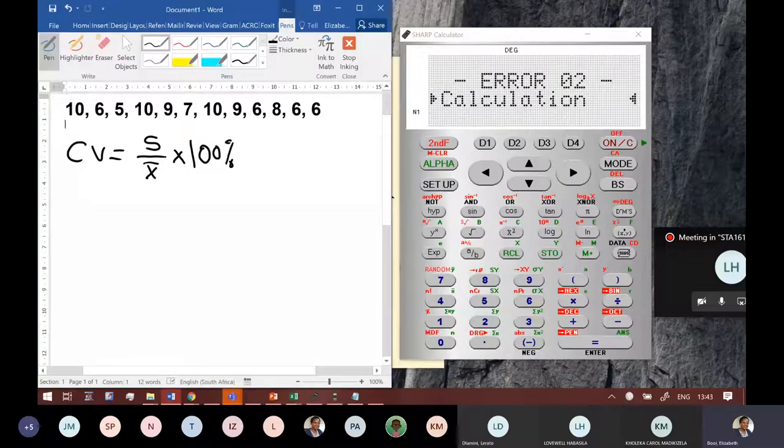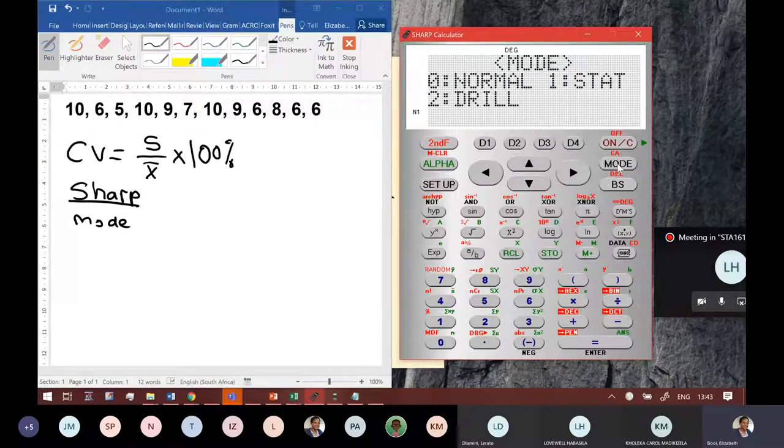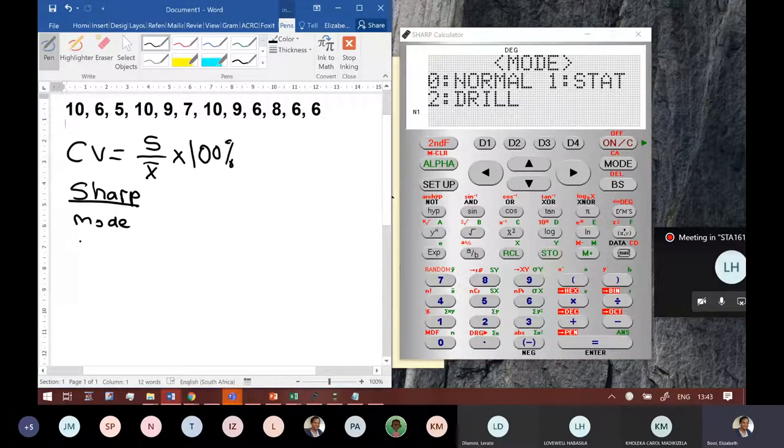Remember that. Now, on your Sharp calculator, let me also write it there. On your Sharp calculator, you're going to press mode. You can press the on and off, then press mode, and you press 1 for STAT.